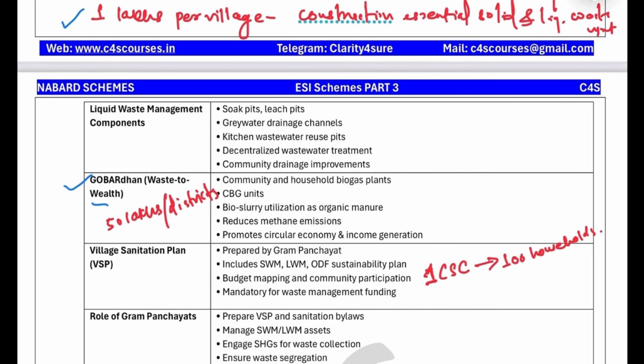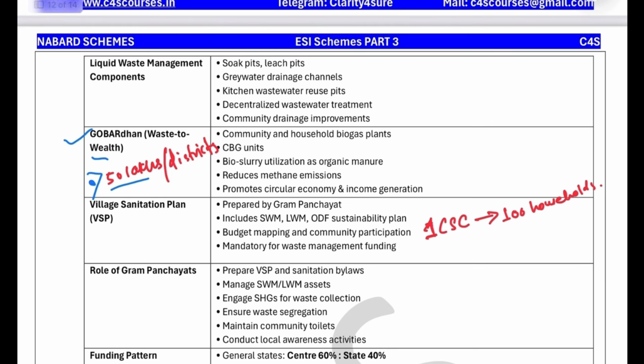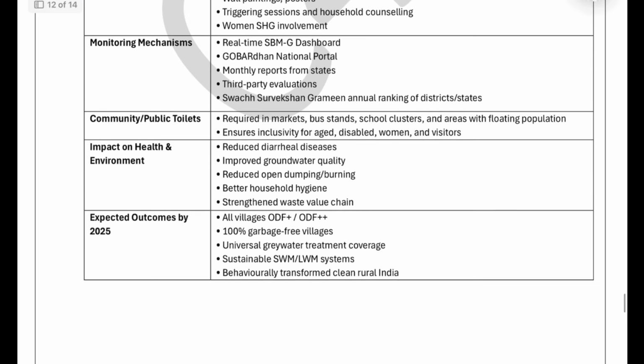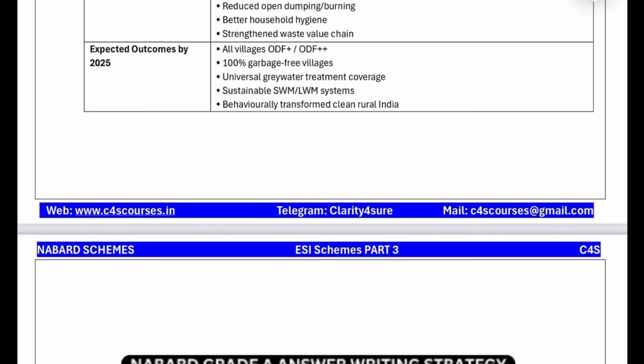Again, there is a Govardhan component, that is waste to wealth, and under this, every district is going to receive 50 lakh. Please remember this also. And there is a provision for one community sanitation complex for every 100 households. So for every 100 households, we are going to construct one community sanitation complex. So that's it for the scheme.